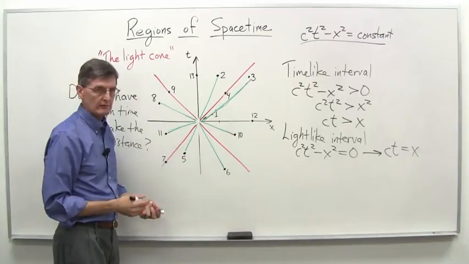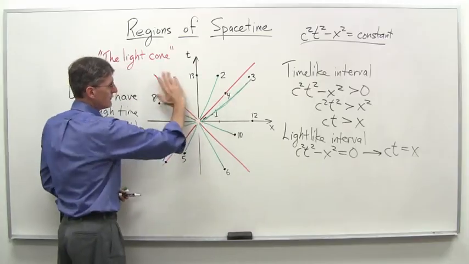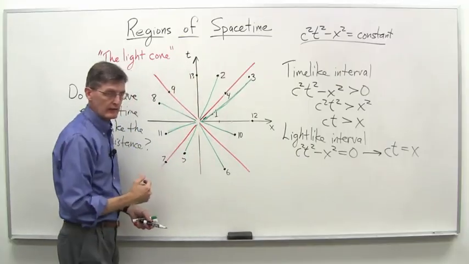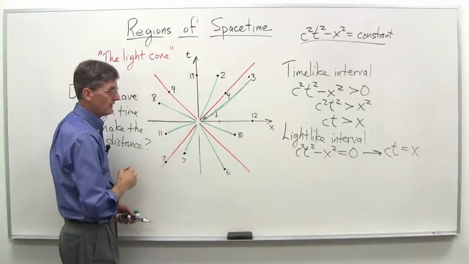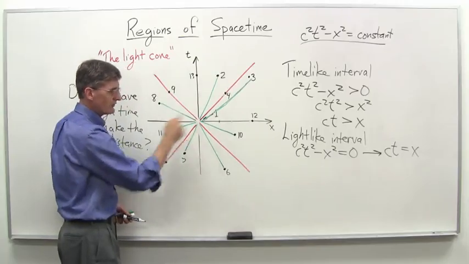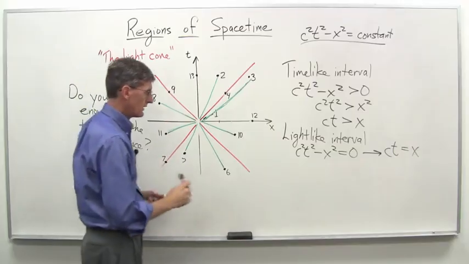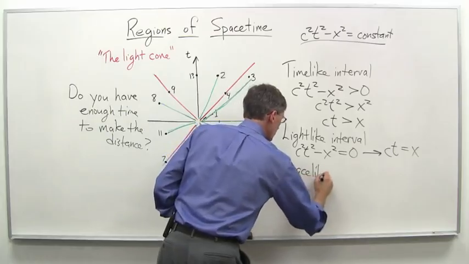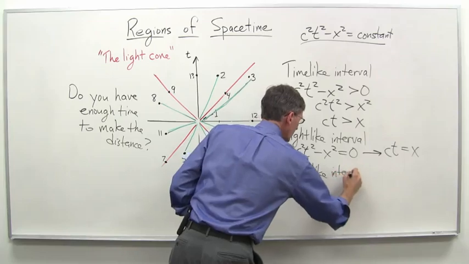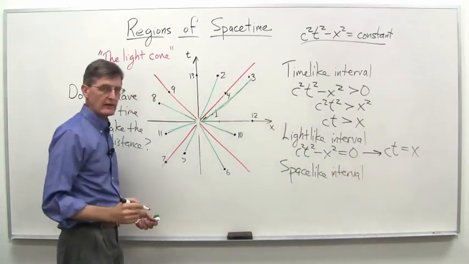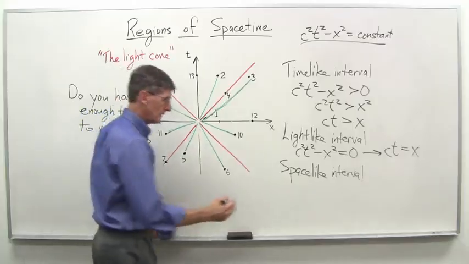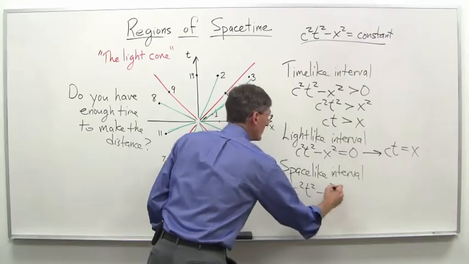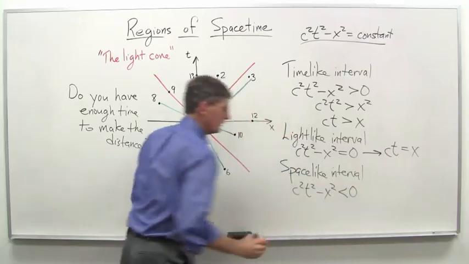Those are light-like intervals. So for a given point, if it's within this cone this way, or down here, it's a time-like interval from this point to that point. If it's on the light cone, it's a light-like interval. And our third case is a space-like interval. Just from what we've done, you can guess what this one is. It's c squared t squared minus x squared less than 0.